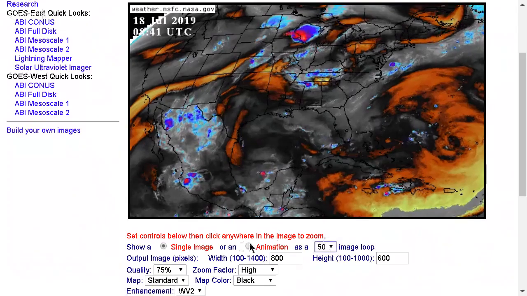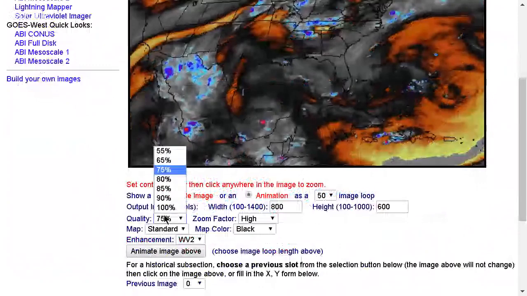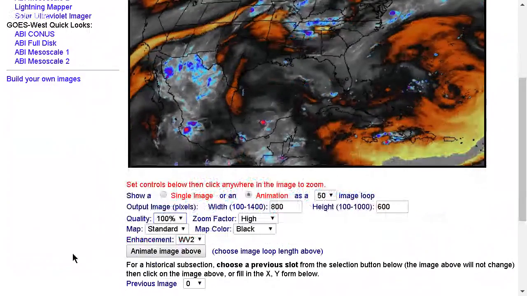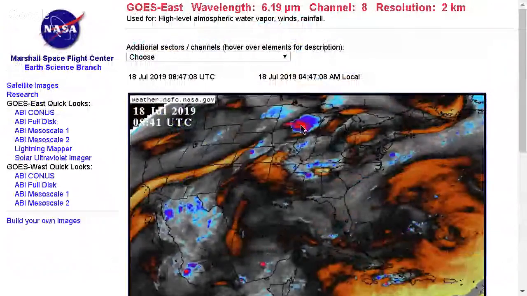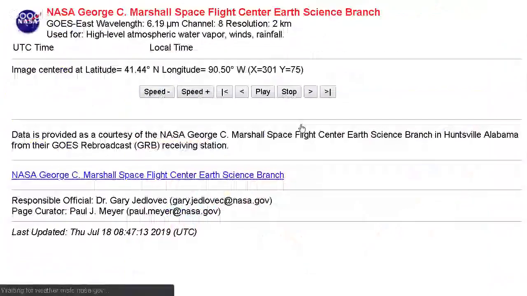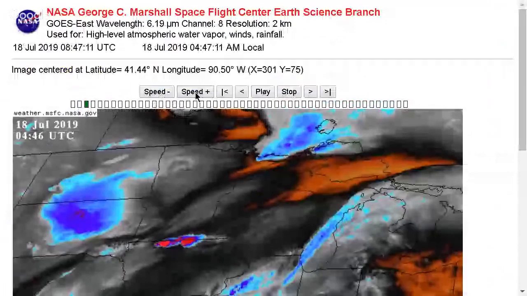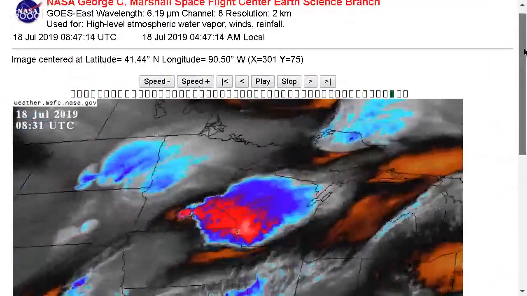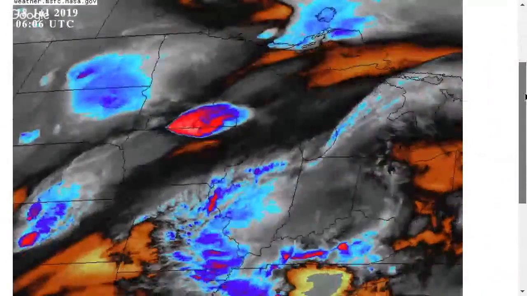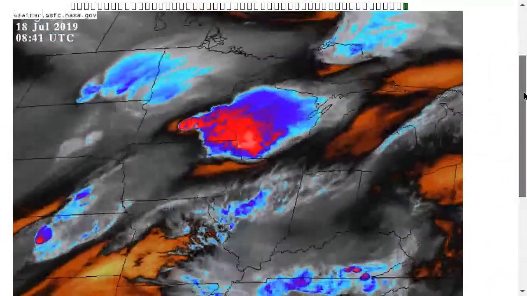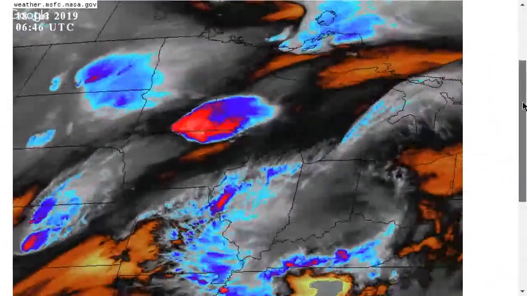Let's look at this convergence zone over Milwaukee and Wisconsin and southern Minnesota and northern Iowa. Shout out Iowans. Let us know if the corn is as high as an elephant's knee.